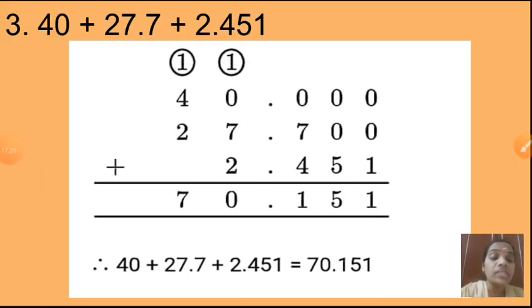So children, in this session we studied what is meant by decimal number, what is meant by decimal fraction, and place value of decimal fraction. Next, place value of decimal number we studied. Next is addition of decimal numbers. These all things we discussed, isn't it children?